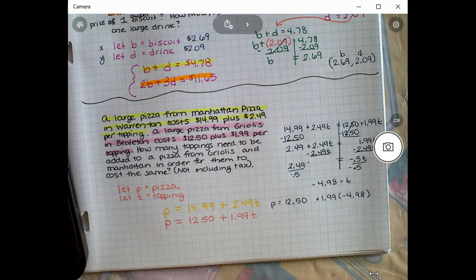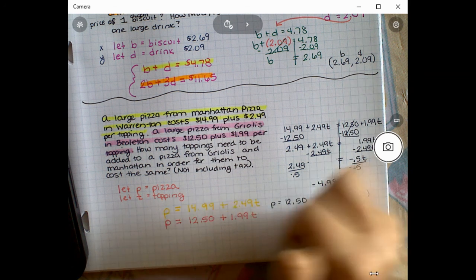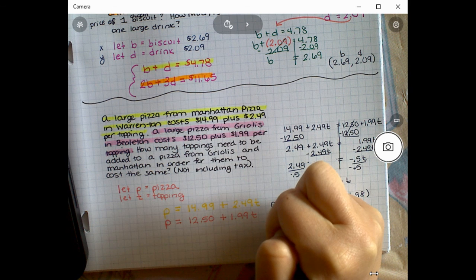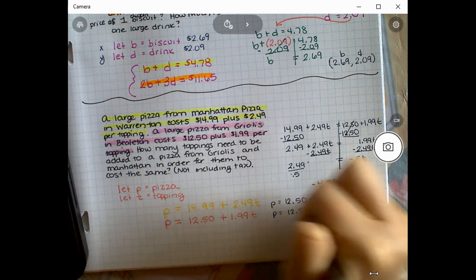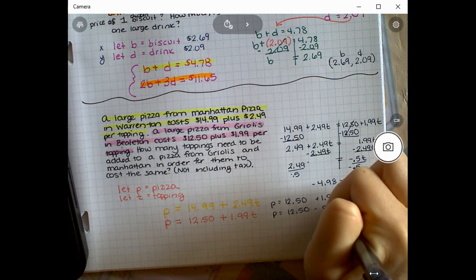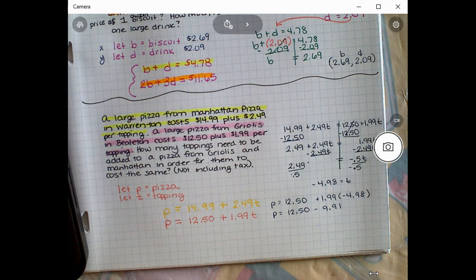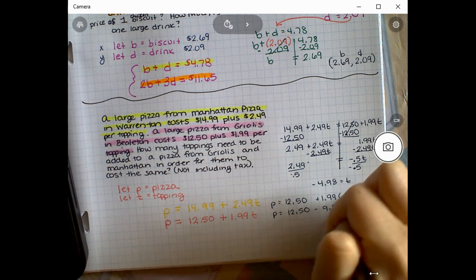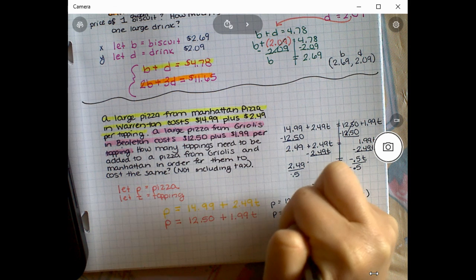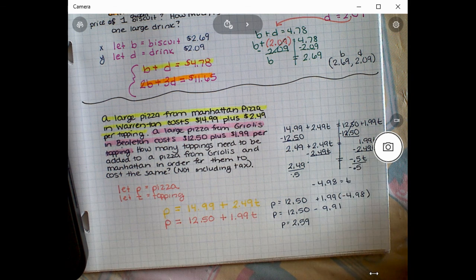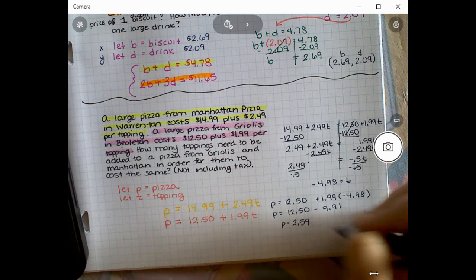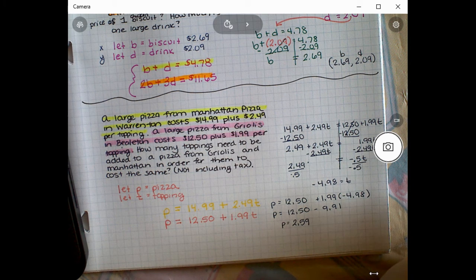Okay. 1.99 times, so P equals 12.50 minus 9.91, and then 12.50 minus 9.91 is 2.59. All right, so to me it looks like about 2.5 pizzas would make them break even.